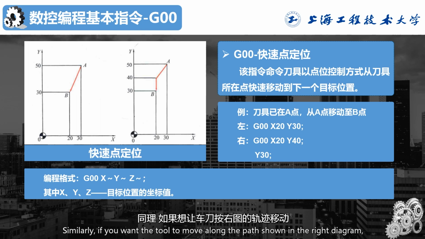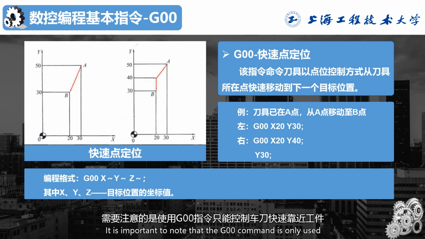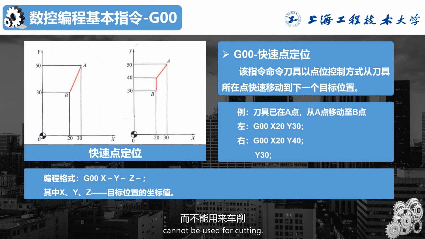Similarly, if you want the tool to move along the path shown in the right diagram, the command becomes G00 X20 Y40 Y30. It is important to note that the G00 command is only used to rapidly position the tool near the workpiece and cannot be used for cutting. The above is an introduction to the G00 command.